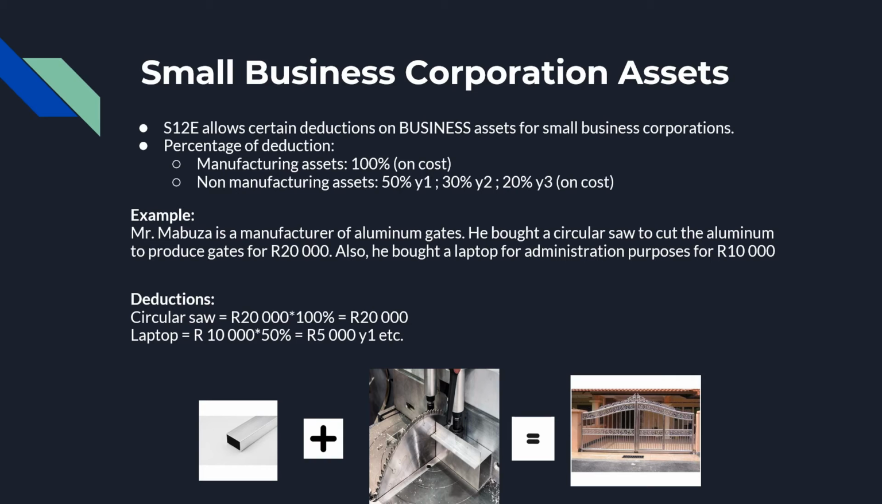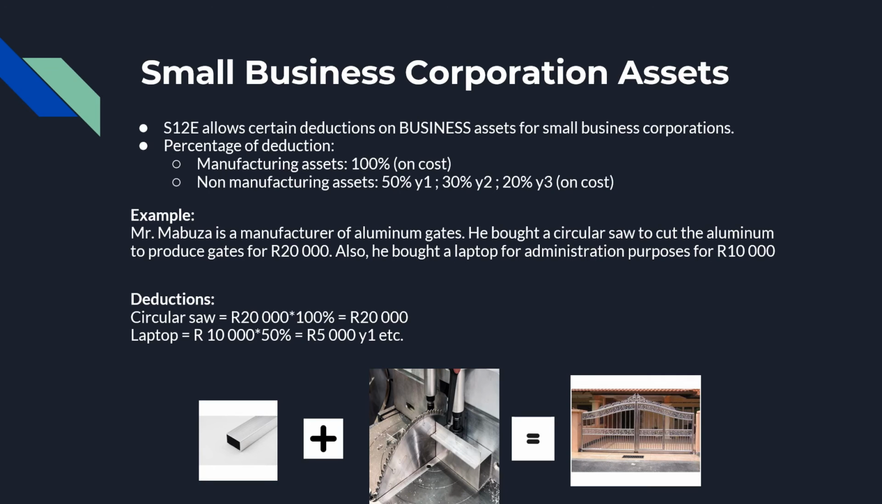For manufacturing assets, SARS will allow 100% of the cost as a deduction. For other assets that are not used in the process of manufacturing, SARS will allow a deduction of 50% of the cost in year 1, 30% in year 2, and lastly, 20% in the third year of the cost of the asset. Now, for example purposes, let's say Mr.